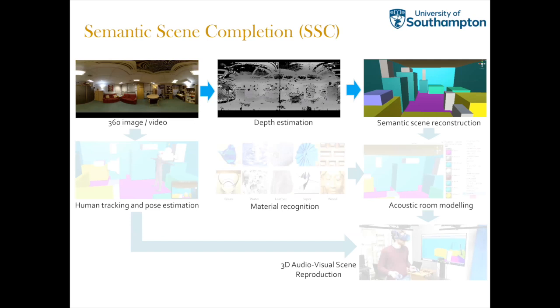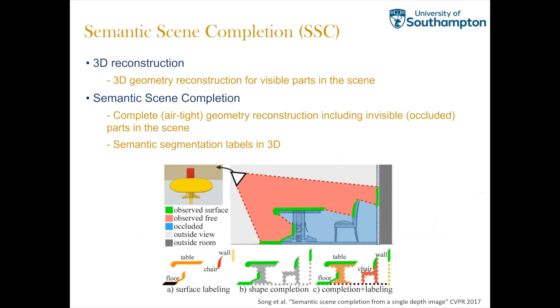And then from the depth map, we need one more step, semantic scene reconstruction and completion. This is another challenging technique in computer vision, 3D semantic scene completion. Completion is different from 3D reconstruction. 3D reconstruction is a wider and more popular field, but in 3D reconstruction, they just reconstruct 3D geometry only for the visible part.